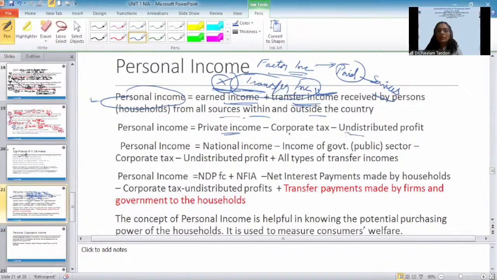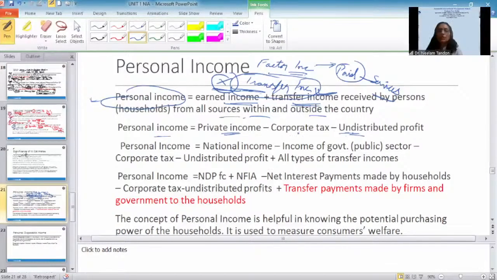Then corporate taxes are minus because they are again given to the government, corporate income tax and others, but it's not coming back to you. So that is why these are deducted. So from private income to get personal income, we deduct corporate tax and undistributed profits. Is it clear? Undistributed profit, you understand? Profits which a firm has gained, but they do not pass it on to their shareholders in terms of dividends and others. They go for retaining that profit. That is undistributed profit. So it is not passing on to the shareholders, and that is why it is minus.